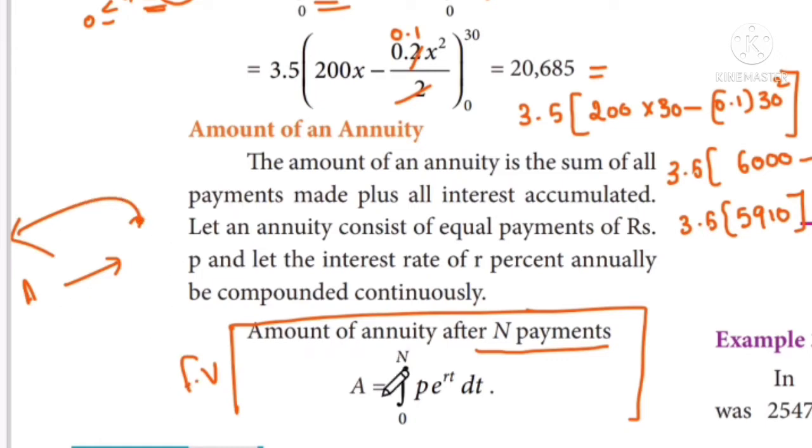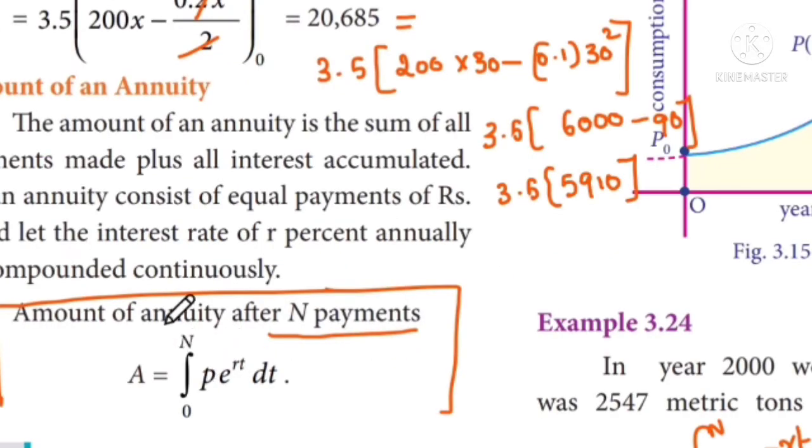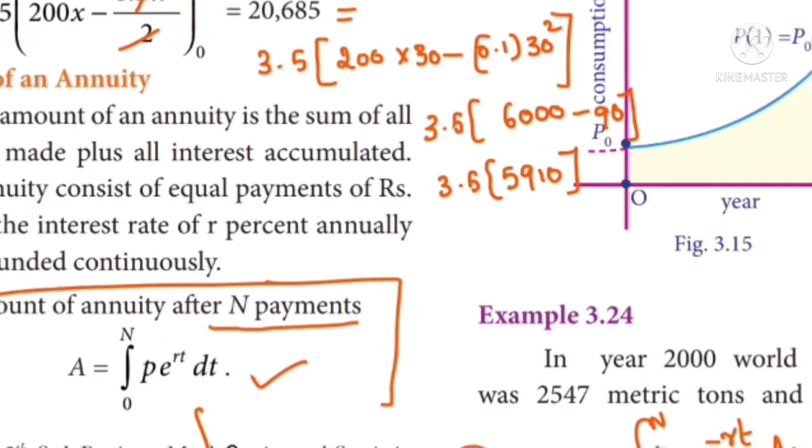If they ask you the present value, the formula is the integral from 0 to n of P e power minus RT. The present value formula is this. The future value formula, the amount of annuity after n payments, is the integral from 0 to n, or you can write 0 to k, of P e power RT dt, where k is the upper limit of the time given.